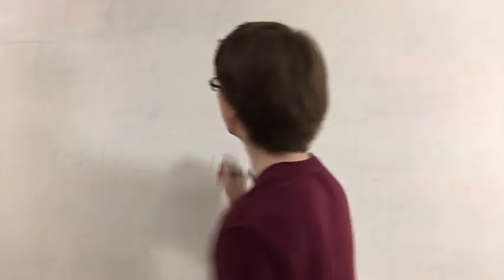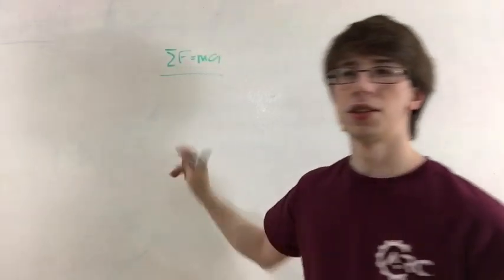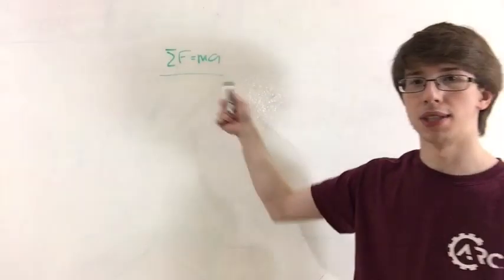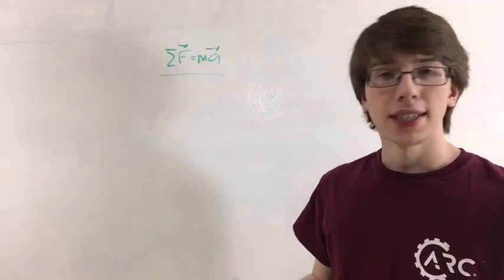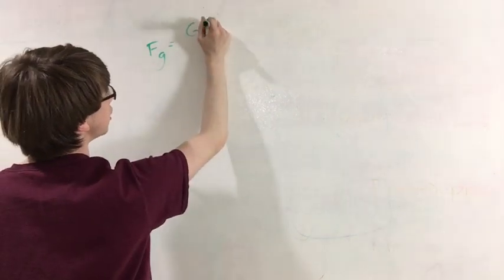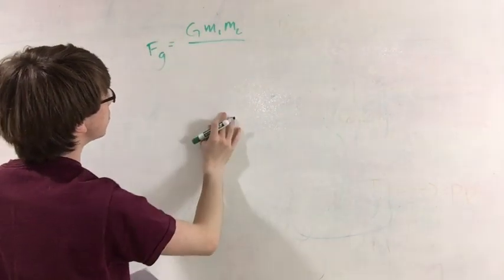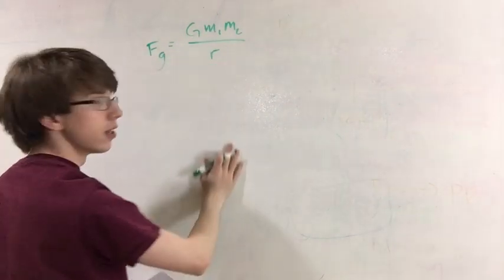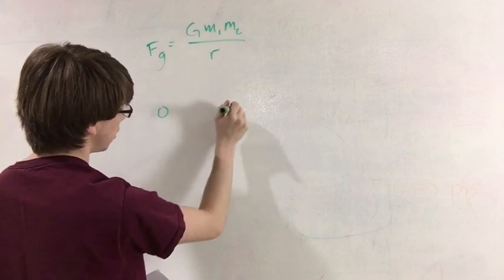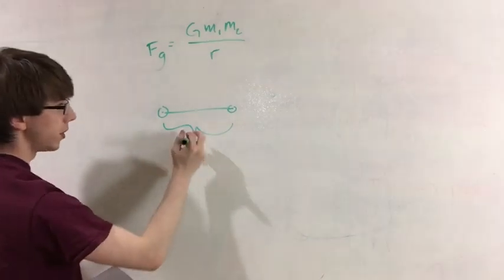First thing you're going to need to know, Newton's law here. The sum of the forces in a system is equal to the mass times the overall acceleration. Next thing is gravitation. You need to know Newton's law of gravitation. That equation is pretty simple. That's just your force of gravity is equal to your gravitational constant G times the mass of one object times the mass of the other object in the system, divided by the radius, which is just the distance between the centers of mass.